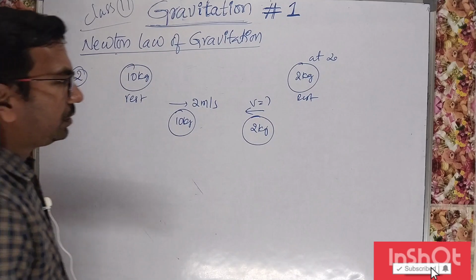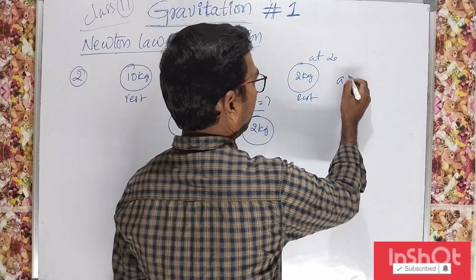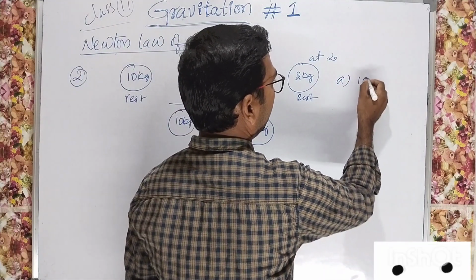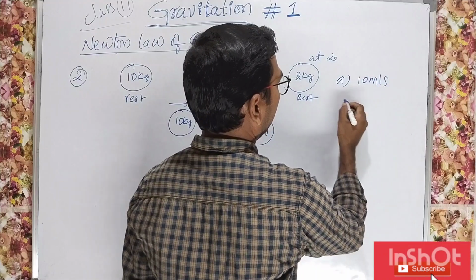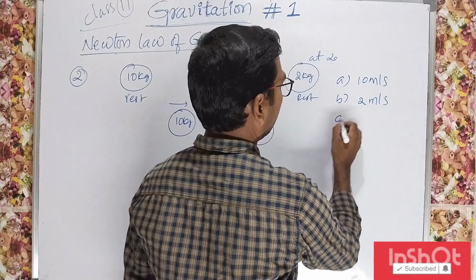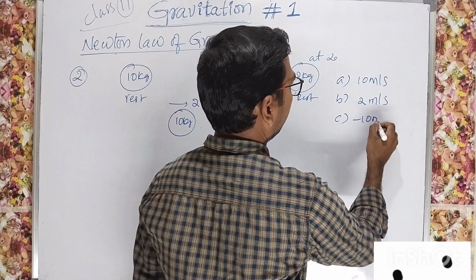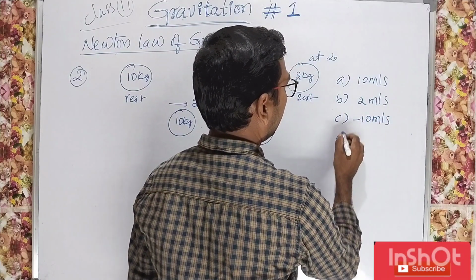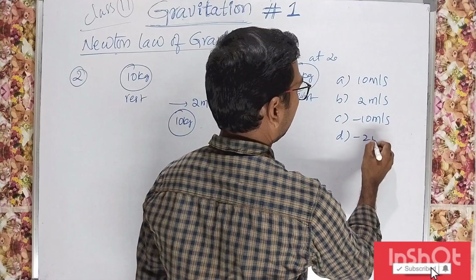So I will give you options. A is equal to 10 meter per second. B is equal to 2 meter per second. C is equal to minus 10 meter per second. D is equal to minus 2 meter per second.